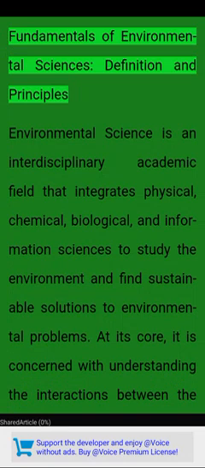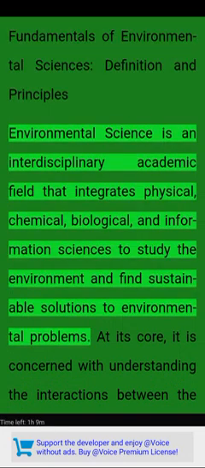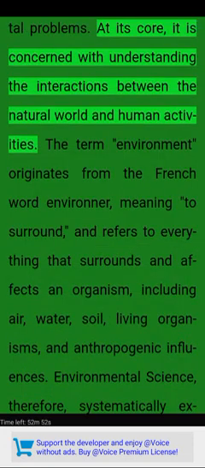Fundamentals of environmental sciences. Definition and principles. Environmental science is an interdisciplinary academic field that integrates physical, chemical, biological, and information sciences to study the environment and find sustainable solutions to environmental problems. At its core, it is concerned with understanding the interactions between the natural world and human activities.